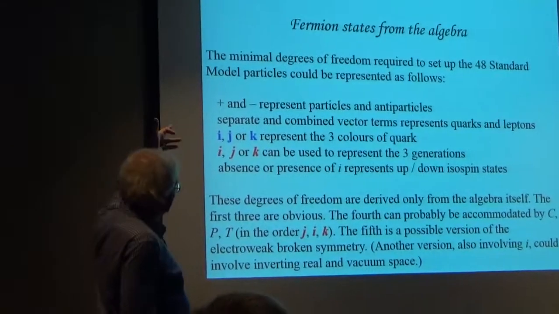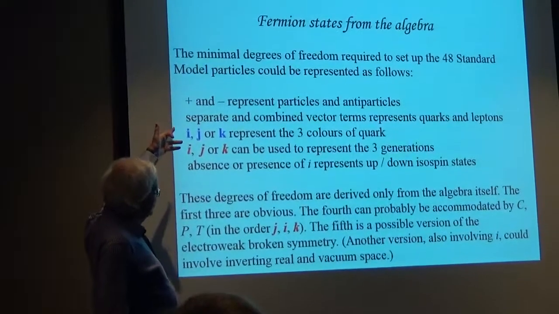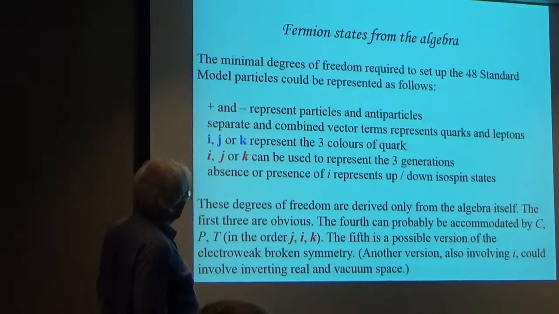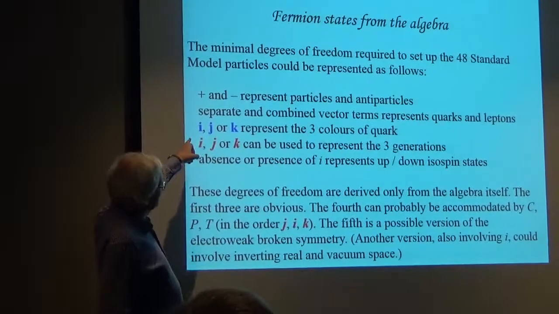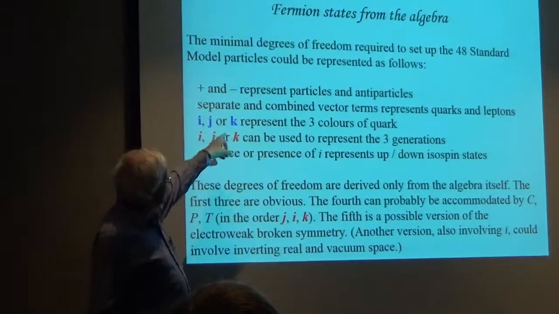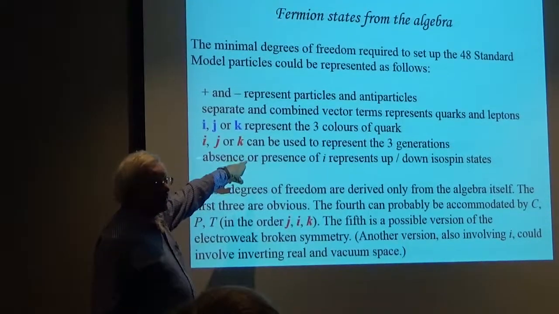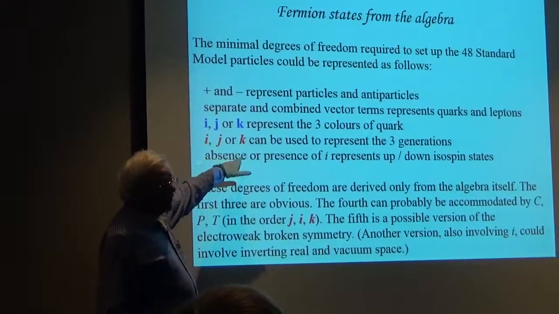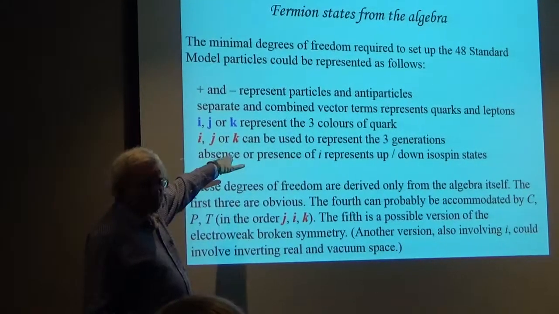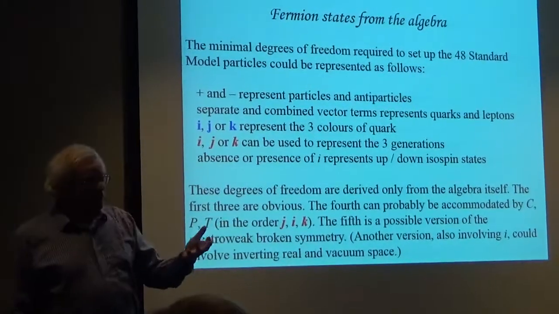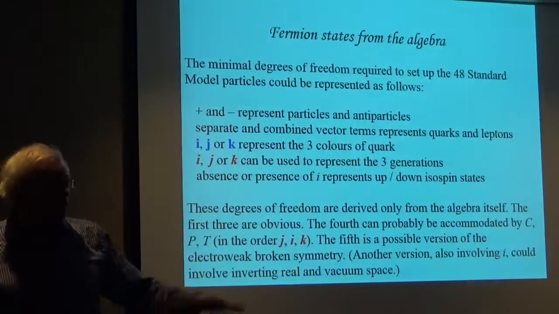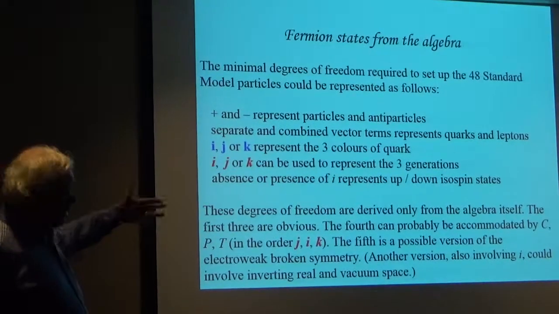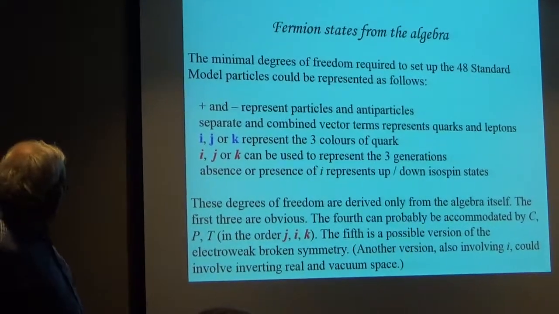Plus and minus is the obvious particle and antiparticle. Separate and combined vector terms represent quarks and leptons. Quarks separate, leptons 1. IJK blue for the colours, and IJK for the generations. And the reason why you can use these for the generations is that the generations are obviously to do with C, P and T. You violate parity for the second generation, time reversal the third. So you can use CPT to represent the generations. IJK, not in that order, actually in the order JIK is the way of doing it.